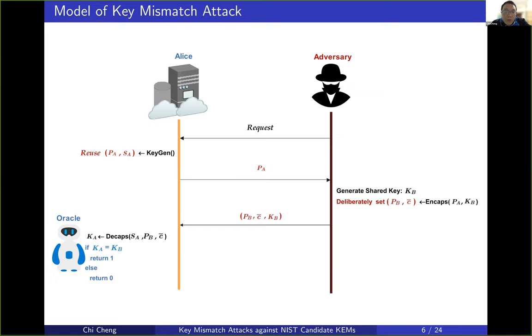What we want to say is that in the key mismatch attack, the adversary sends deliberately chosen public keys, and gets information from the oracle on whether the keys taken from NIST and the SV match or not. If they match, it returns one, else it returns zero. Next, please.